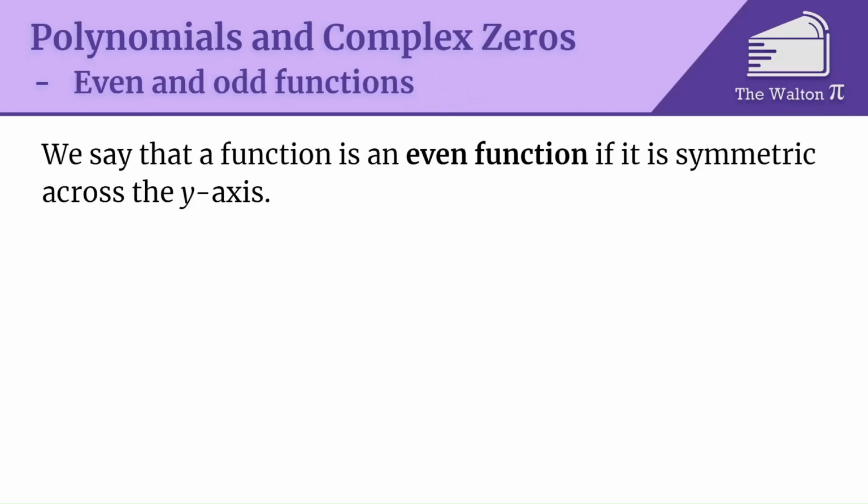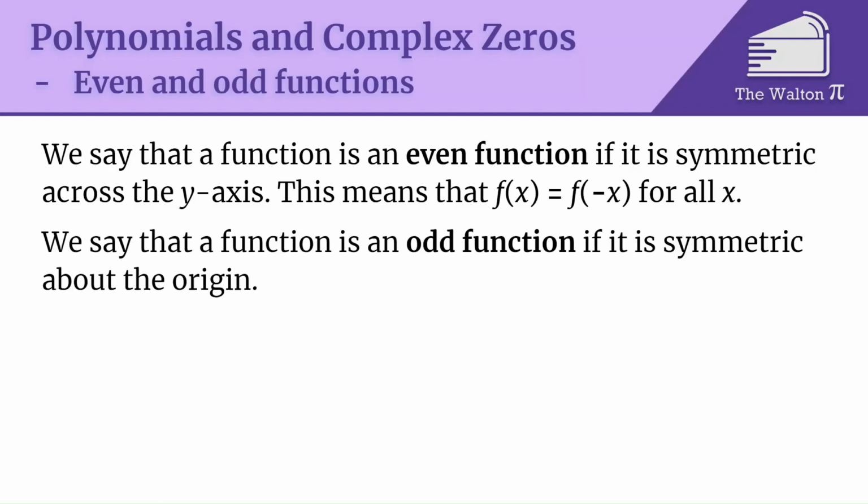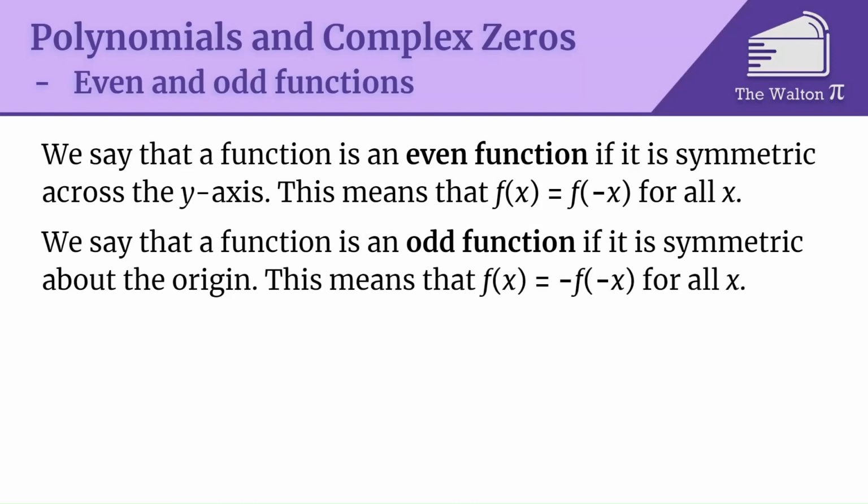Now we're going to switch gears just a little bit. These are just some other terms that we need to know, and they're just included in this section. We say that a function is an even function if it is symmetric across the y-axis. So this means that f of x is f of negative x for any x you put in. And then we say that a function is an odd function if it is symmetric about the origin, meaning you can rotate it 180 degrees around the origin and it looks exactly the same. This means that f of x is negative f of negative x for all x.